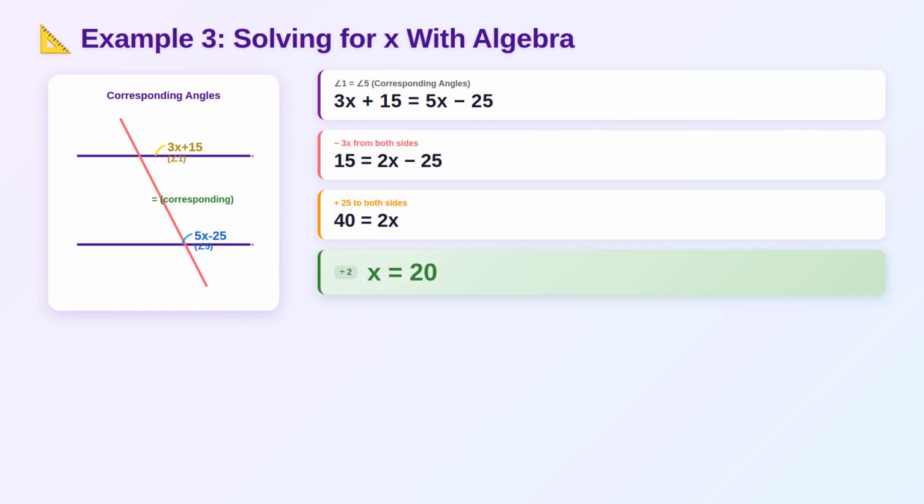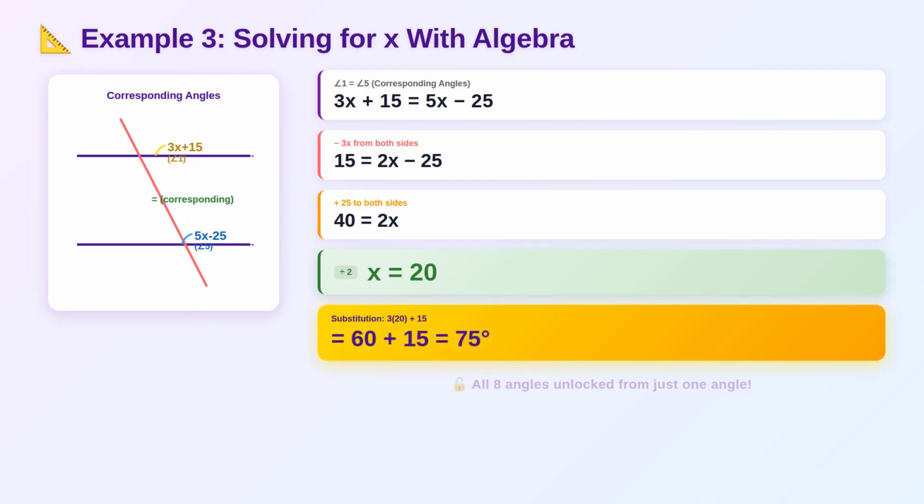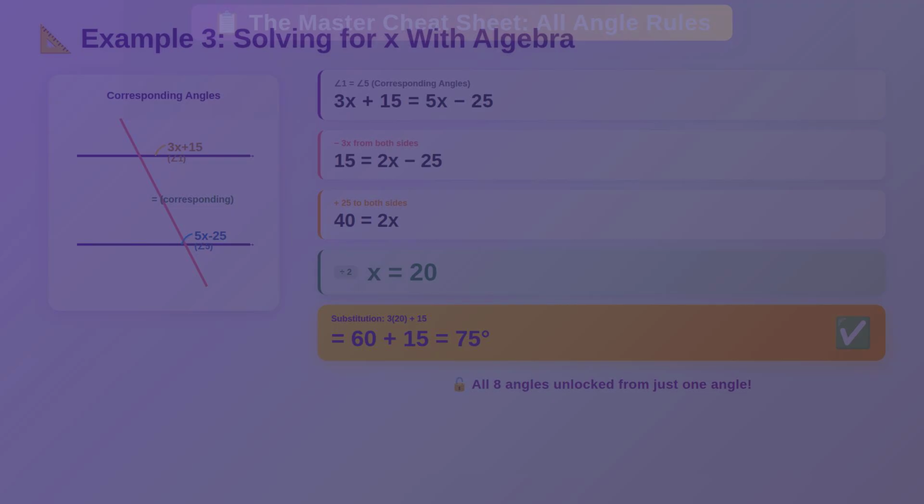Subtract 3x from both sides. 15 equals 2x minus 25. Add 25 to both sides. 40 equals 2x. Divide by 2, x equals 20. Now plug in. Angle 1 equals 3 times 20 plus 15, which is 60 plus 15 equals 75 degrees. And from there, all 8 angles are unlocked again.